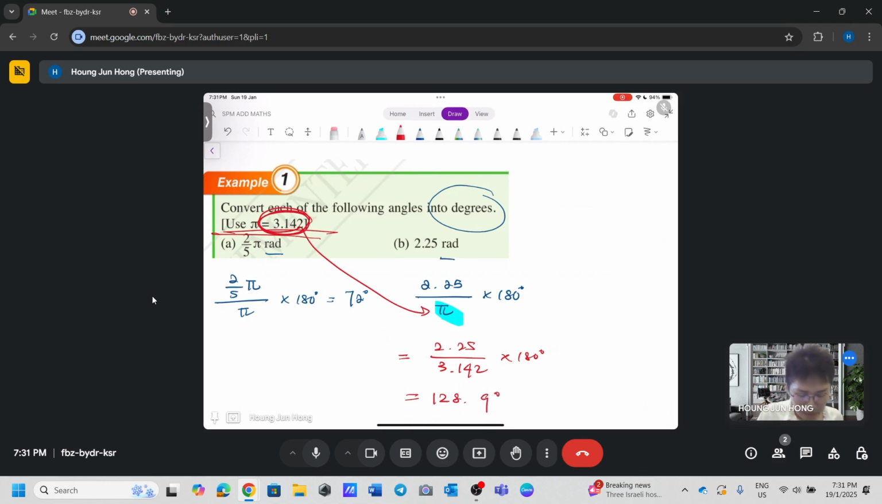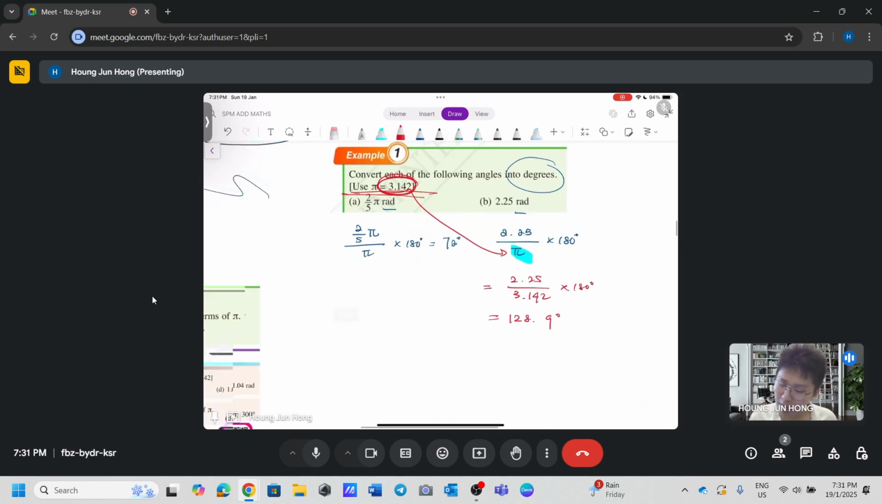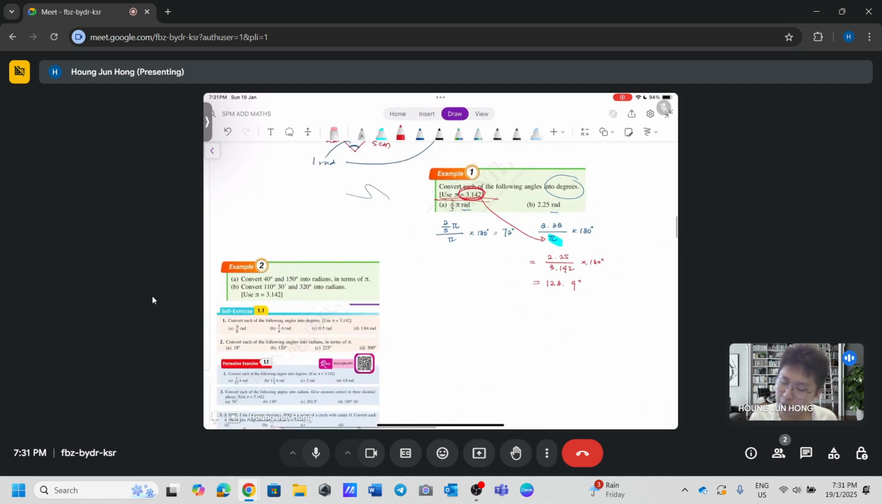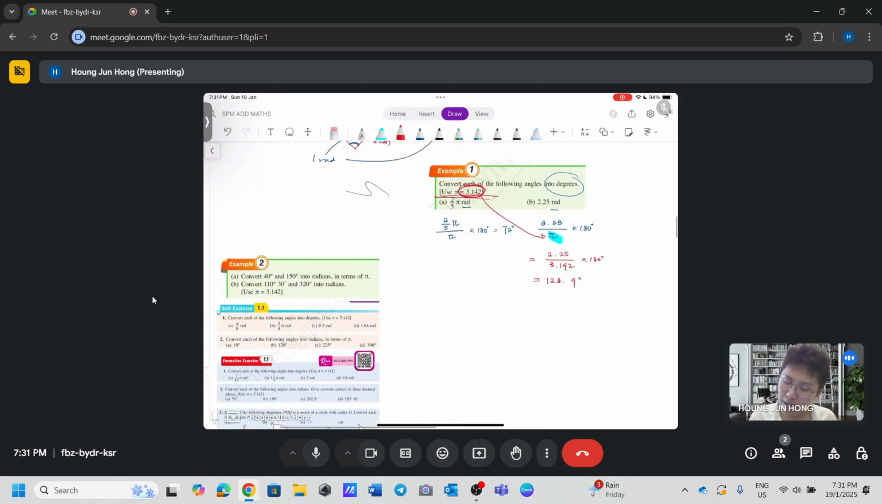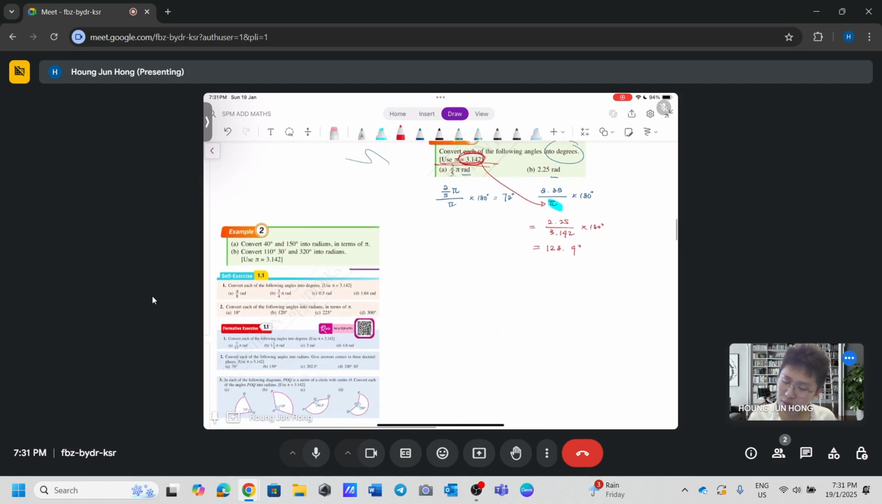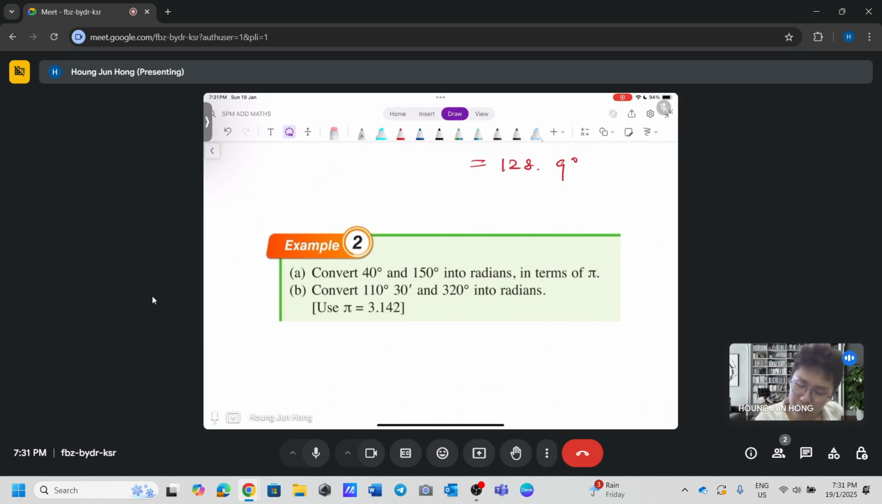Okay, that's it. Next one, let's talk about the next part. We talk about the inverse of it. We convert into radian. So 40 and 100, this one is also very simple.